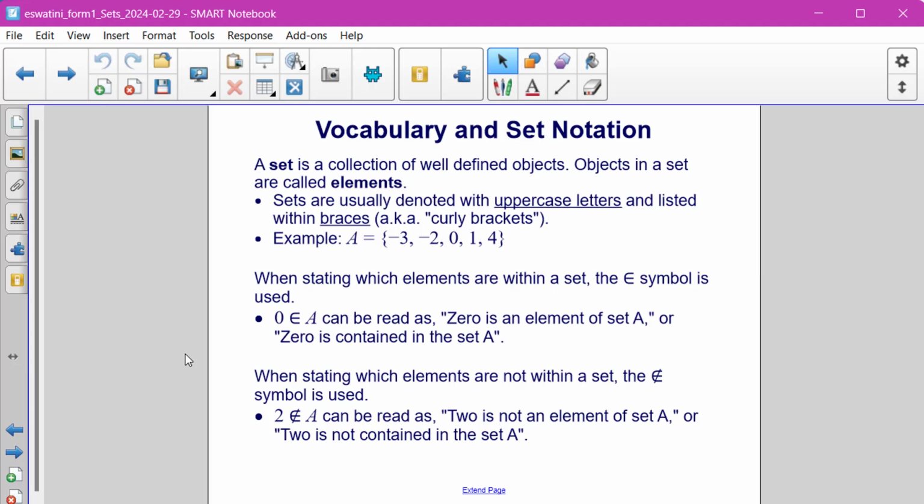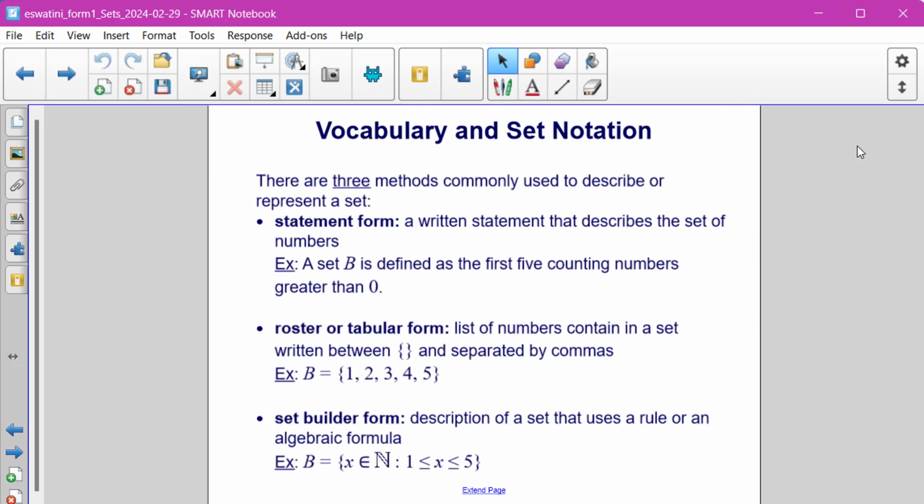When stating which elements are not within a set, the Greek letter epsilon is used with a slash mark through it, meaning it's not an element of, or it's not contained in the set. So this 2, the slash through the epsilon and then A, is read as 2 is not an element of set A, or 2 is not contained in the set A.